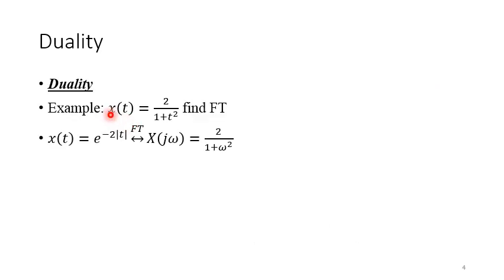For example, we are given a signal x of t equals 2 over 1 plus t square, and we need to find the Fourier transform. It is difficult to find it in the ordinary way, so let's exploit the property of duality.